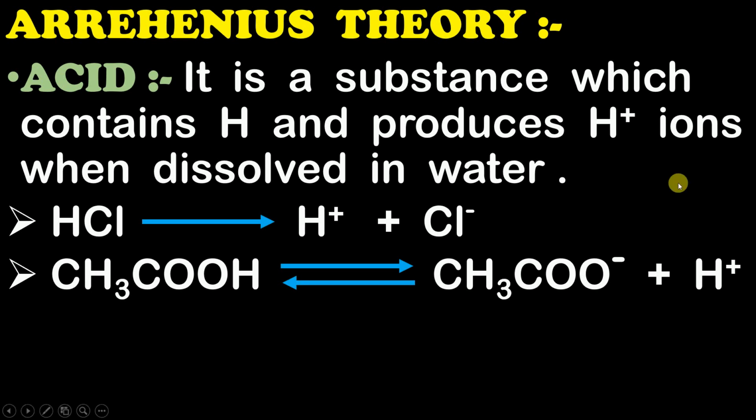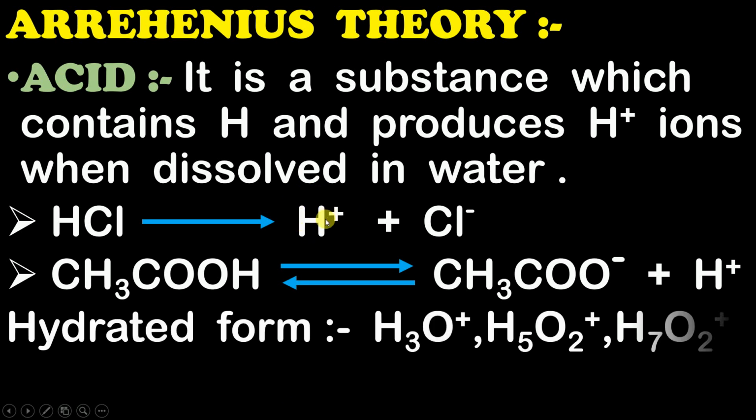Now these H plus ions that we are getting will be hydrated in water. Okay, so they will get hydrated because of the water molecules, and will not be present as H plus ions. Instead, they will be present in the hydrated form, that is H3O plus, H5O2 plus, H7O3 plus. Now you might be wondering, how do we get this hydrated form? As mentioned earlier, these H plus ions will combine with water molecules.